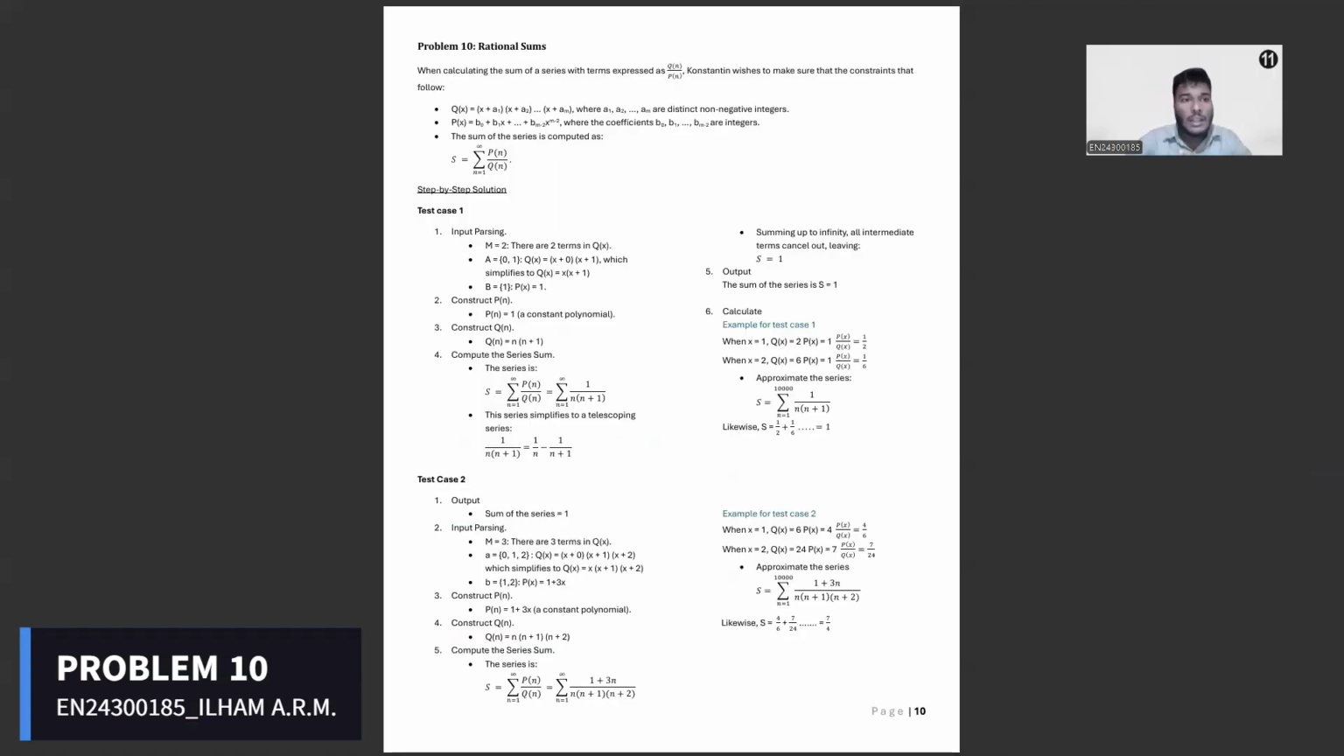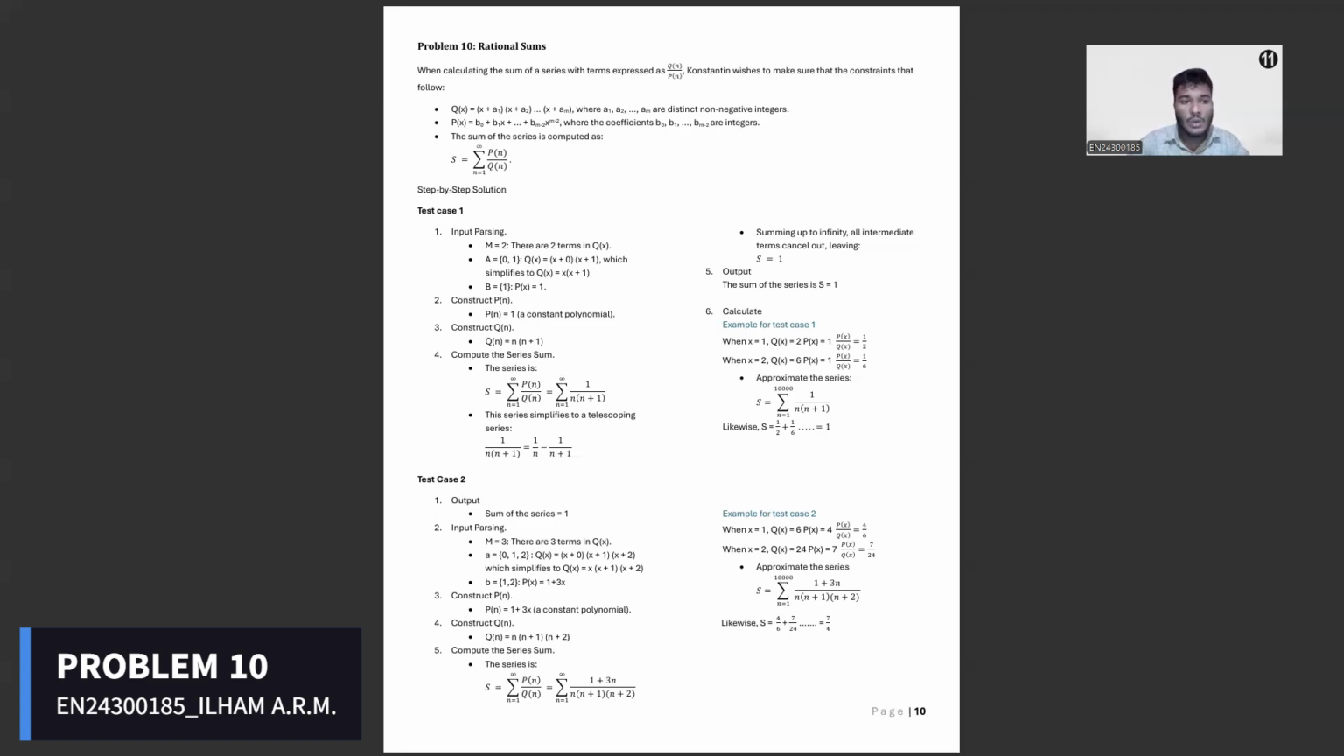Next problem: rational sums. In this problem, we compute the sum of a series where the terms are in the form P of n over Q of n. Q of x is constructed as a product of terms like x plus ai, where the ai are distinct non-negative integers, and P of x is a polynomial with integer coefficients. For example, in test case 1, Q of x equals x times x plus 1 and P of x equals 1.